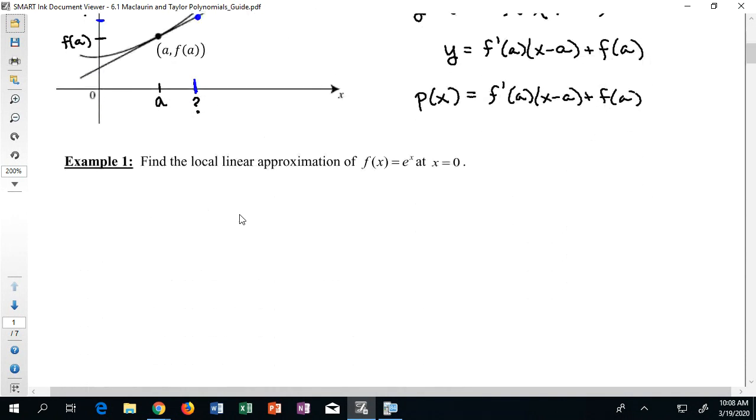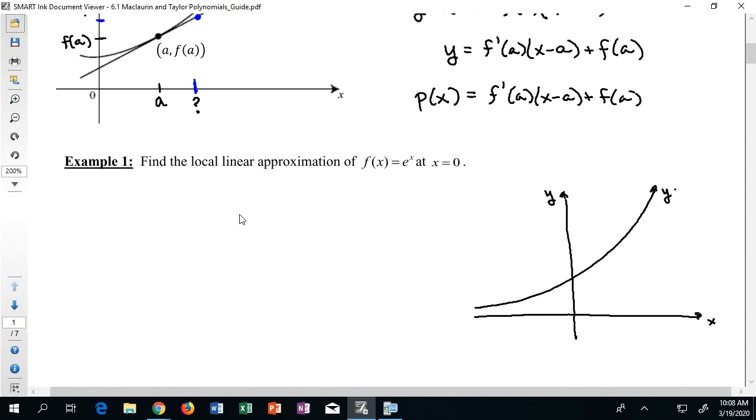Now, I'm going to take a look here at example 1 to give an idea of how something like this could actually work. So take a look here really quickly. I'll start by drawing a picture. I want to find a local linear approximation of f of x equals e to the x at x equals 0. So in a picture, I'm going to go ahead over here and I can just quickly sketch out my graph of e to the x. I know it looks and it goes like this. Okay, so this is y, or f of x equals e to the x.